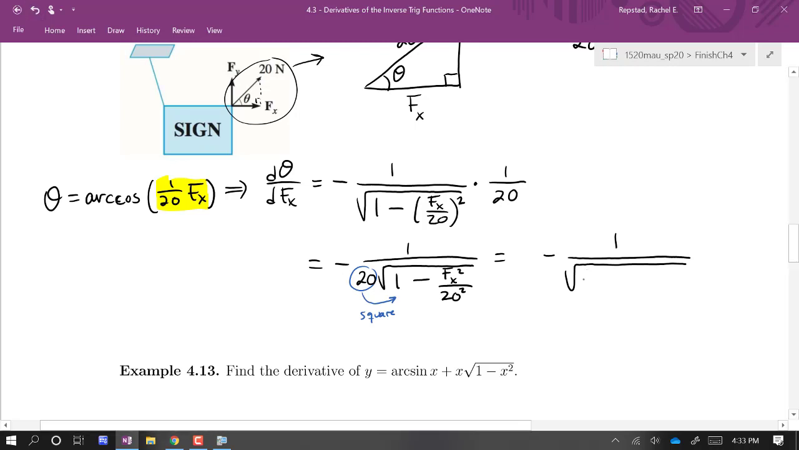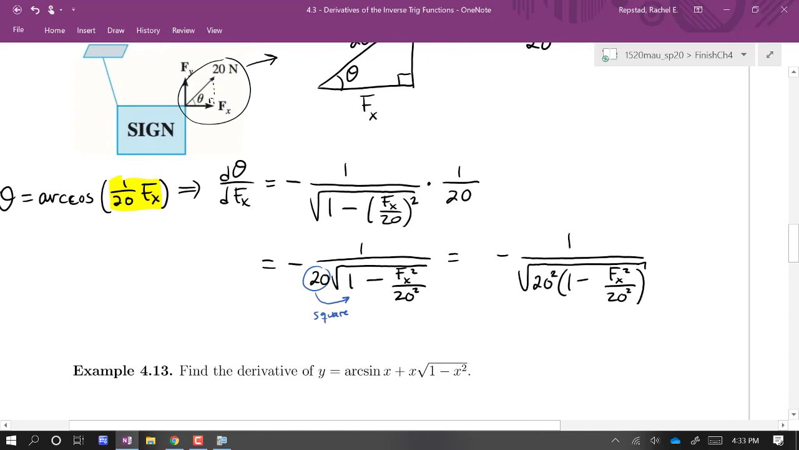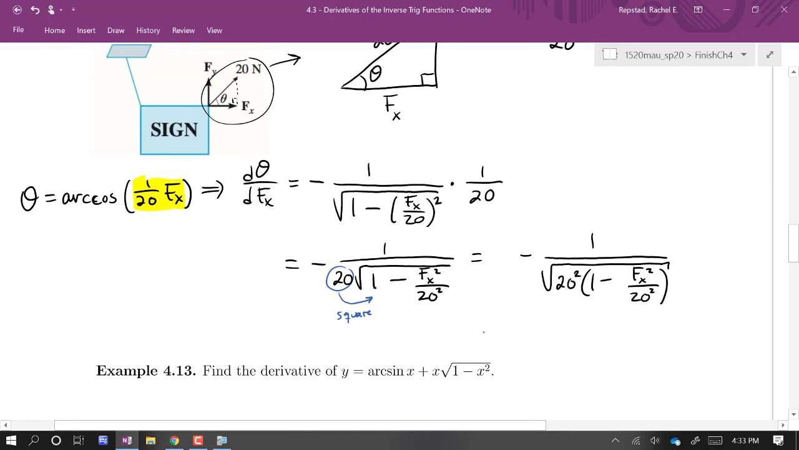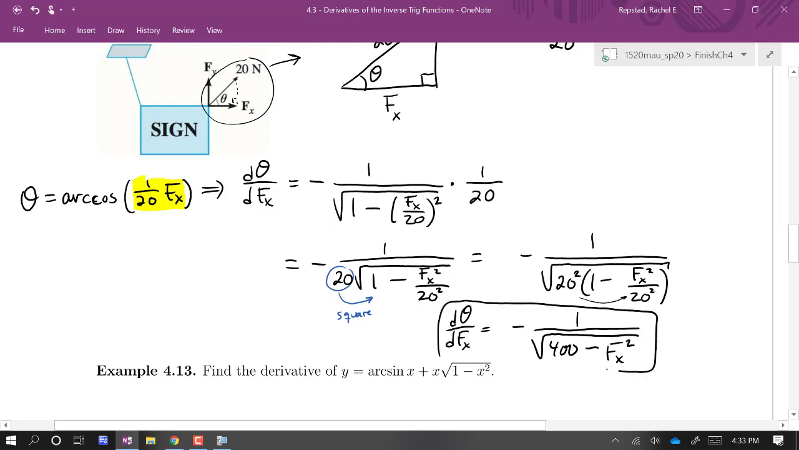So I've got 20 squared times 1 minus f sub x squared over 20 squared. And then I'll distribute and get, see, 20 squared is 400 minus, when we distribute the 20 squared to this term, right, it'll cancel out that 20 squared, so just f sub x squared. And there's a nice simplified expression for the instantaneous rate of change of theta with respect to f sub x.